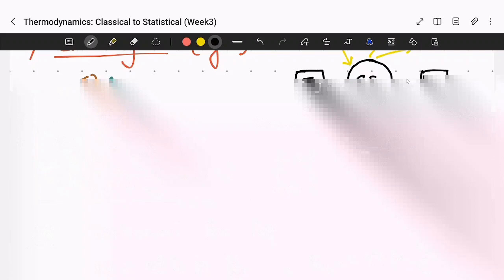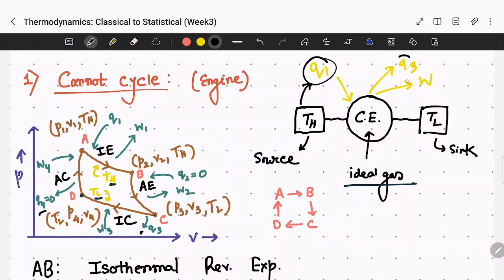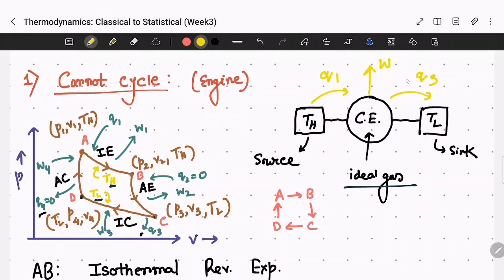Here you can see that Q1 amount of heat is basically given by TH, and Q3 amount of heat is going to TL. So TH is giving Q1 amount of heat, and TL is absorbing Q3 amount of heat, and the difference between Q3 and Q1 is basically converted to the work done by the Carnot engine. You can just visualize this photo, it will be clear. This is giving Q1 amount of heat, Q3 amount of heat is going there, and the rest of the heat is performing the work.